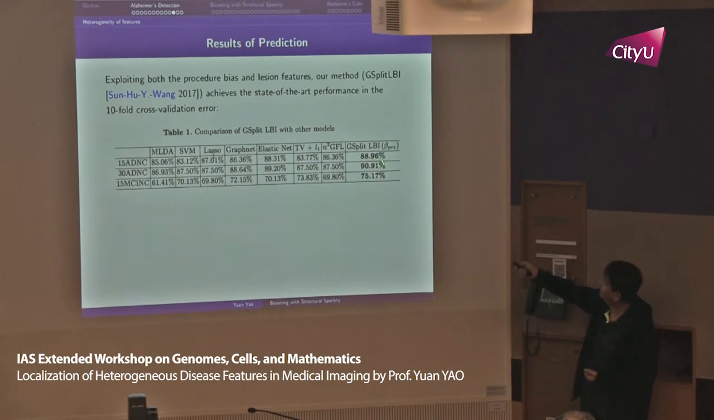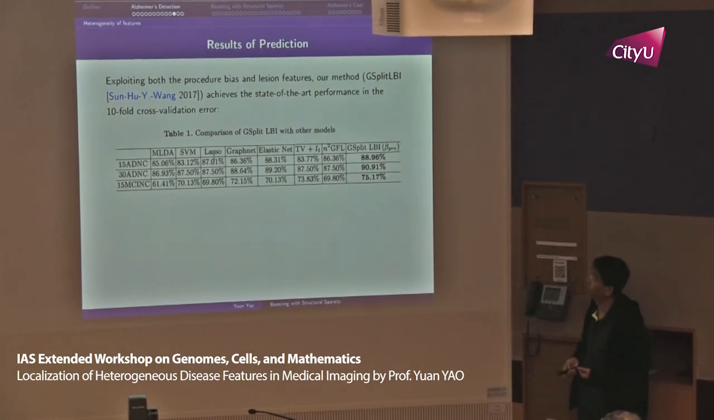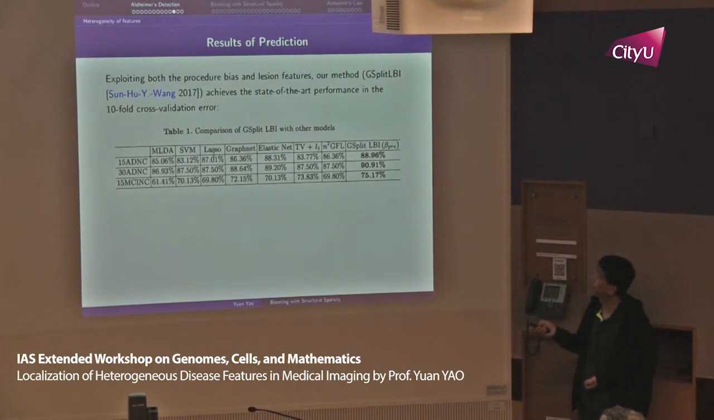That's our method here, actually. Along all three of these different classification tests, you can see the performance is the best compared to those common methods used so far. So this gives you a glimpse of how the procedure bias might help in improving the general prediction accuracy.